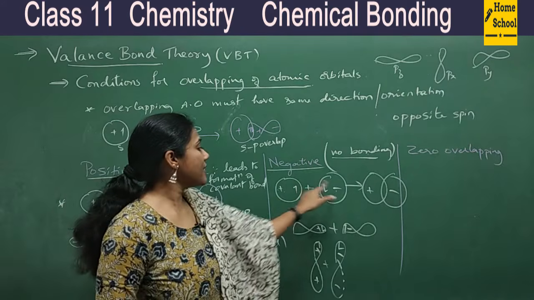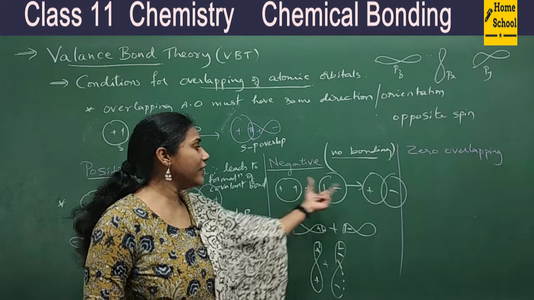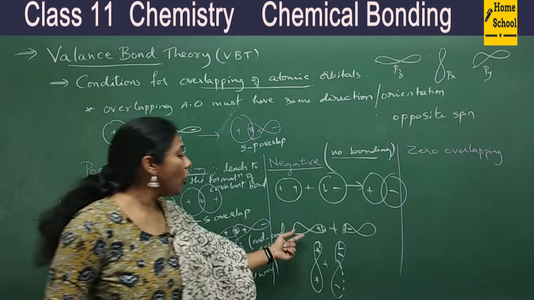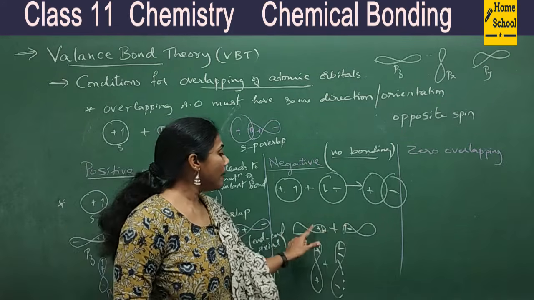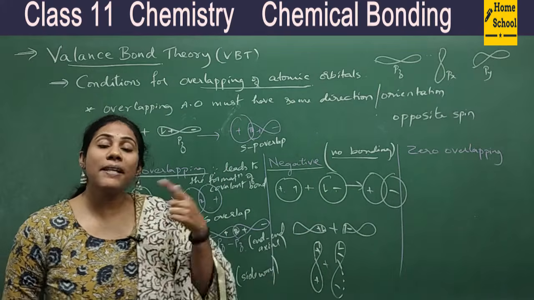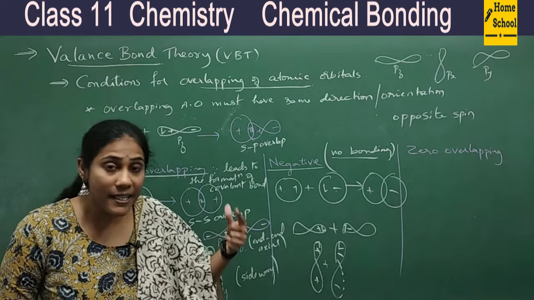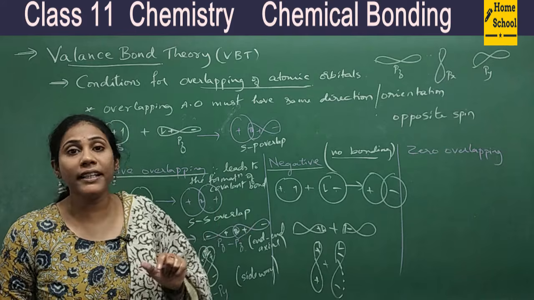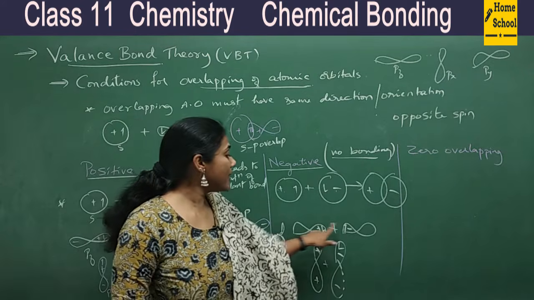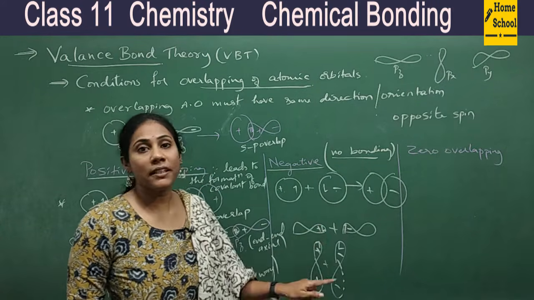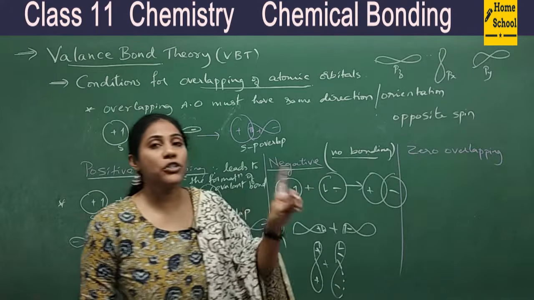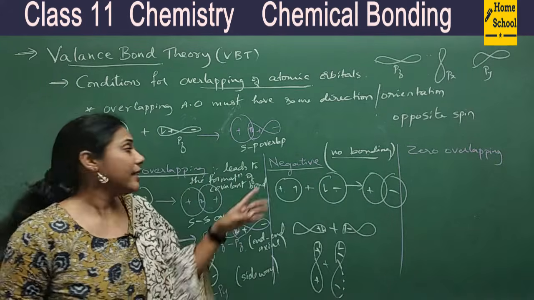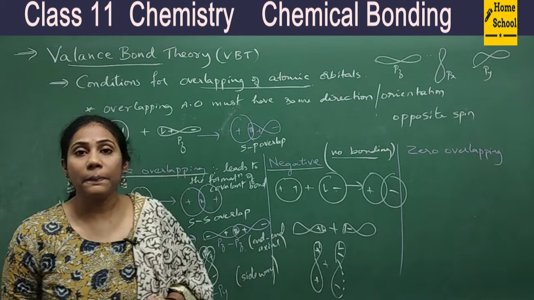So if the sign is opposite between the overlapping orbitals, the orientation may match. Combining atomic orbitals must have the same orientation, but the sign is not the same. The sign is opposite. So such overlaps do not lead to the formation of covalent bonding. They are called negative overlap.